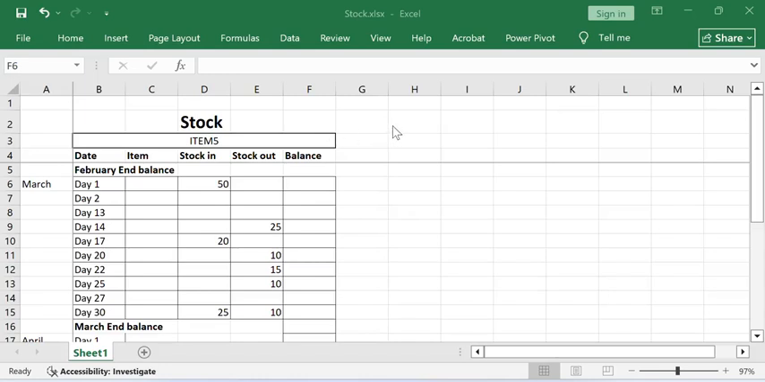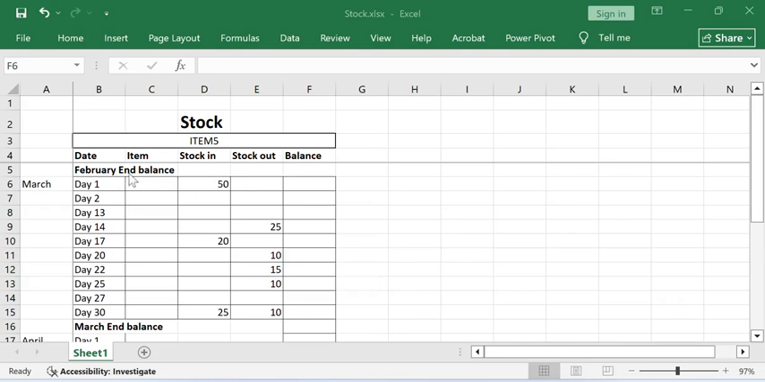You can keep records of your stock for different items. Let's assume this is for one item, call it item 5. You can set up your stock like this. You can see the date, day 1, 2, 3, 4. That represents the specific dates, starting from the 1st of March of a particular year.